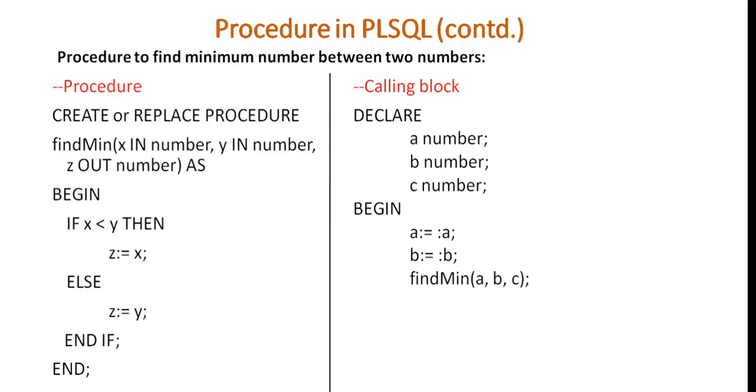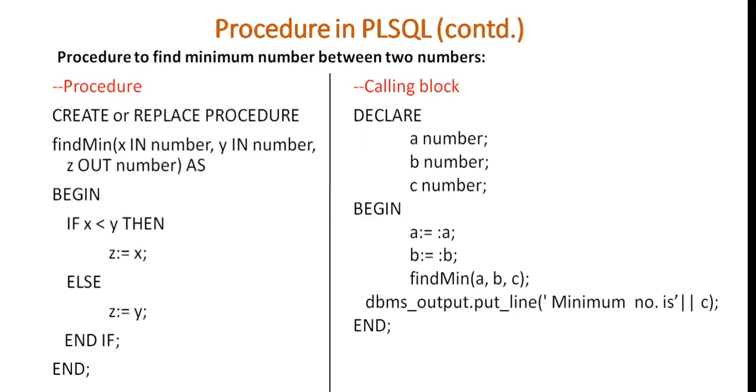See, out of these three parameters a, b and c, a and b are the input parameters x and y, which are specified in the procedure, and c is the output parameter z. This procedure will take the values of a and b as x and y, and the procedure will return the value of c as z. And then the DBMS output line method is written in the begin section of the calling block. Minimum number is c.